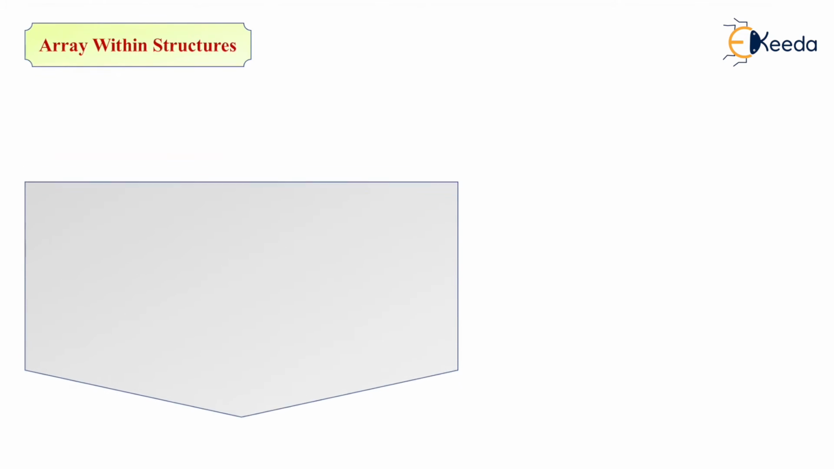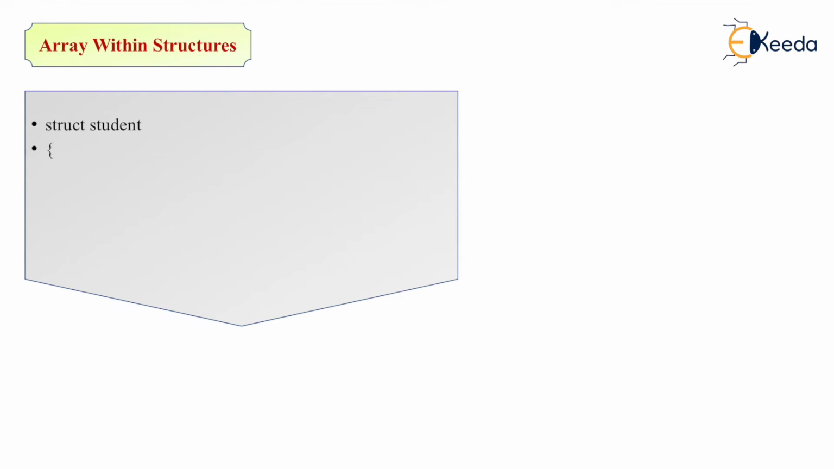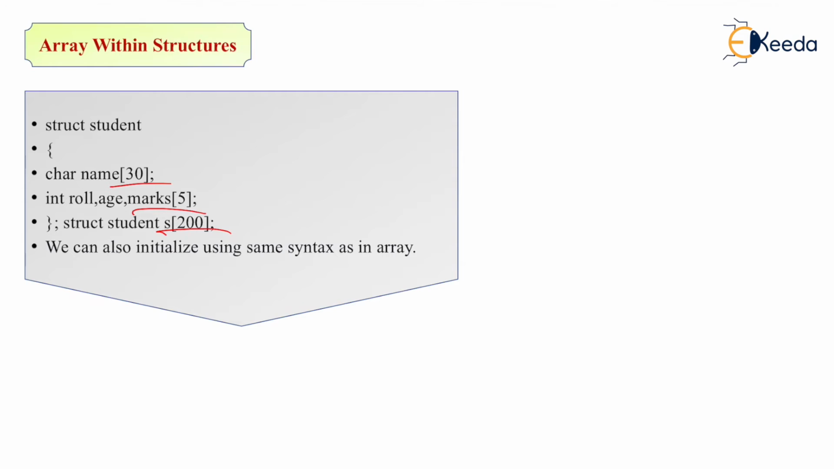Then, array within the structure. Now we'll see a different concept. We have seen an array of a structure. Now we are seeing an array within the structure. So how can we do that? See, struct student, then char name[30], then int roll, age, marks. So these are arrays inside the structure. Fine. And now we are creating the variable, which is also an array of the structure. So we can also initialize using the same syntax as an array.